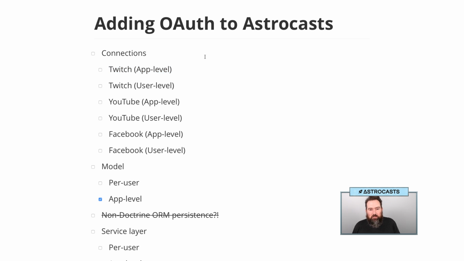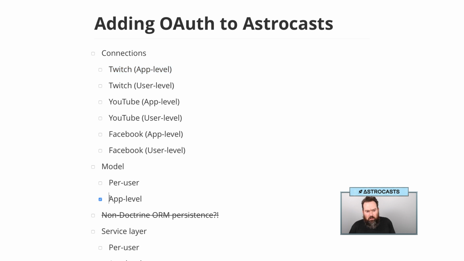Hello and welcome to the session. Today we're continuing to look at bringing OAuth connectivity to Astrocasts. So far we've been looking at Twitch at the app level. The main reason we have this set up is for being able to update the metadata for this channel with the metadata from the actual objects in our database at the time that a stream goes live.